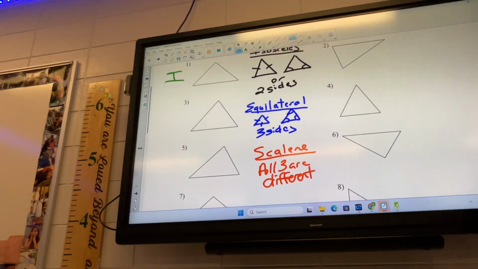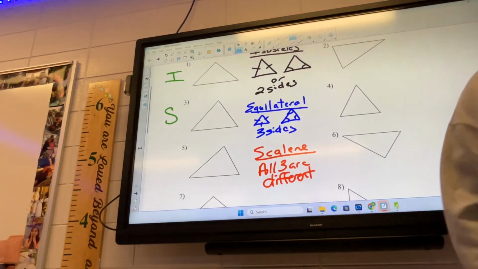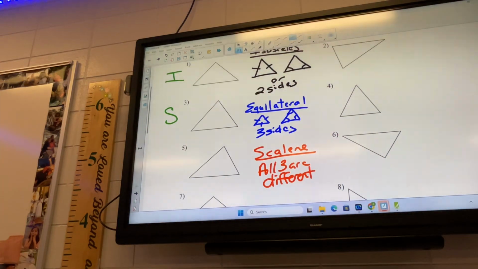Number 3, which one does that look like? It is a scalene. Okay. Hold on. Look at number 7. What does it look like to you? Another scalene. It is a scalene.